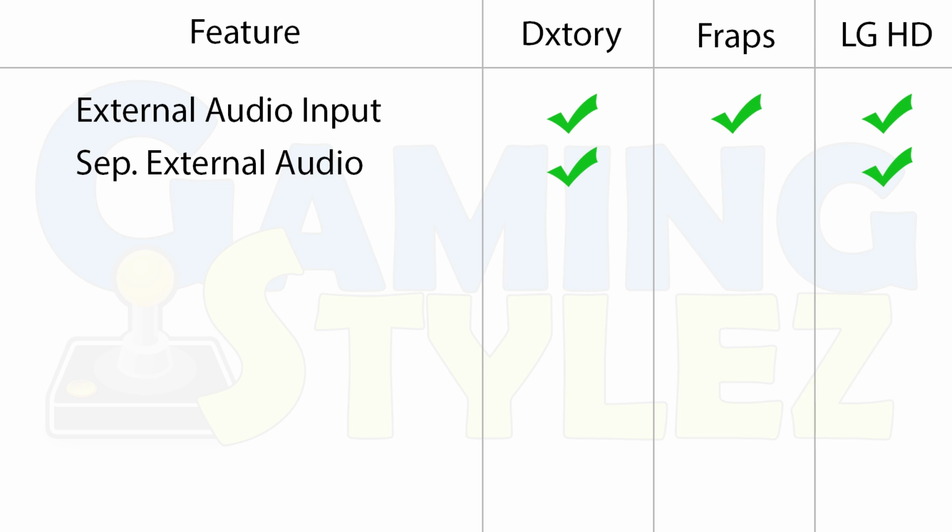Next feature is push to talk and is only supported by Fraps. Now I've seen on the Dxtory forums that some people would like this feature, and I've actually seen it on the Live Gamer HD forums as well. So Fraps is really leading the way in this area, and basically that's so if you're doing separate external audio, or external audio input, and you don't always want to record every single thing you're saying. So for instance, you can hit a button on the keyboard or wherever and as long as you're holding that button down, it's recording your audio.